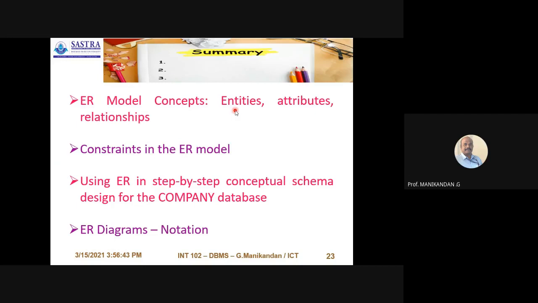As a whole, what concepts have we discussed so far? We have discussed entities, attributes, relationships, and the constraints in the ER model, using ER in step-by-step conceptual schema design for the company database. And finally, I have listed the various notations you can use for creating an ER diagram.